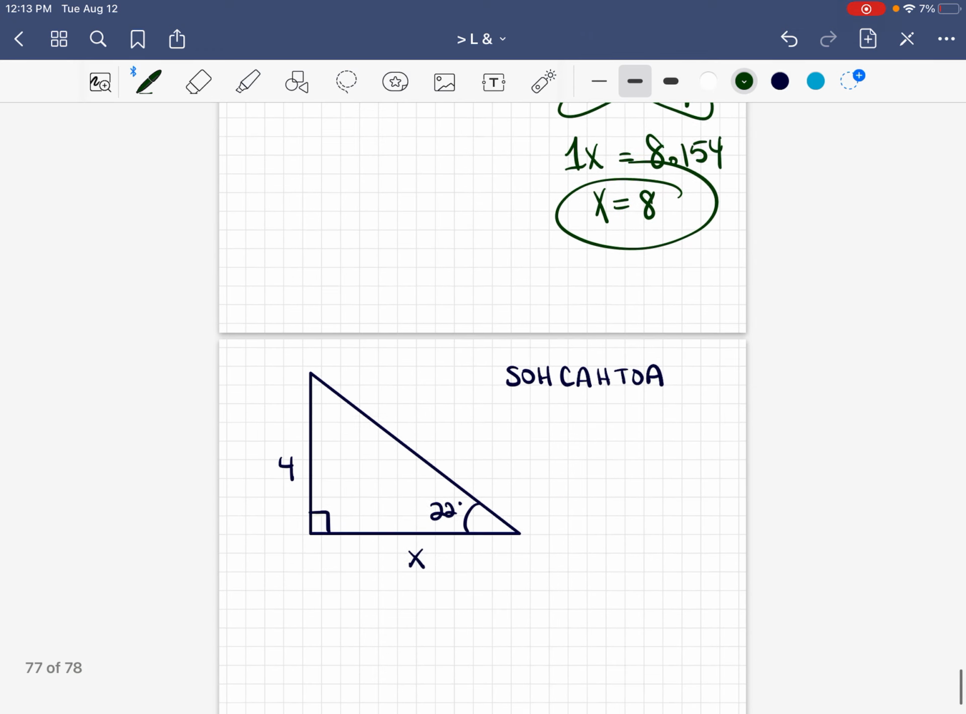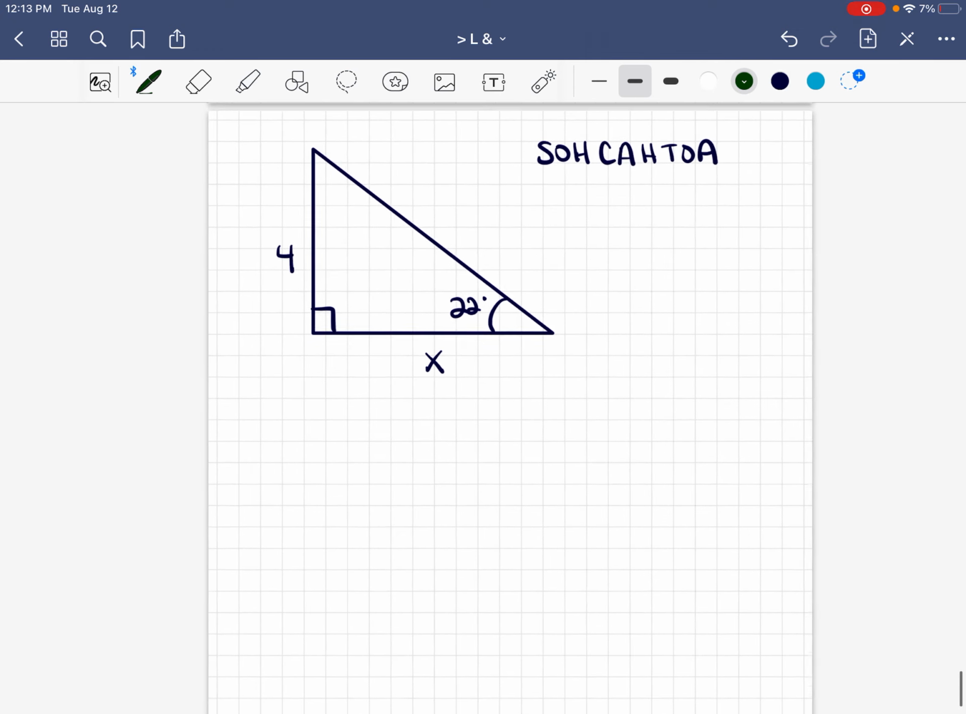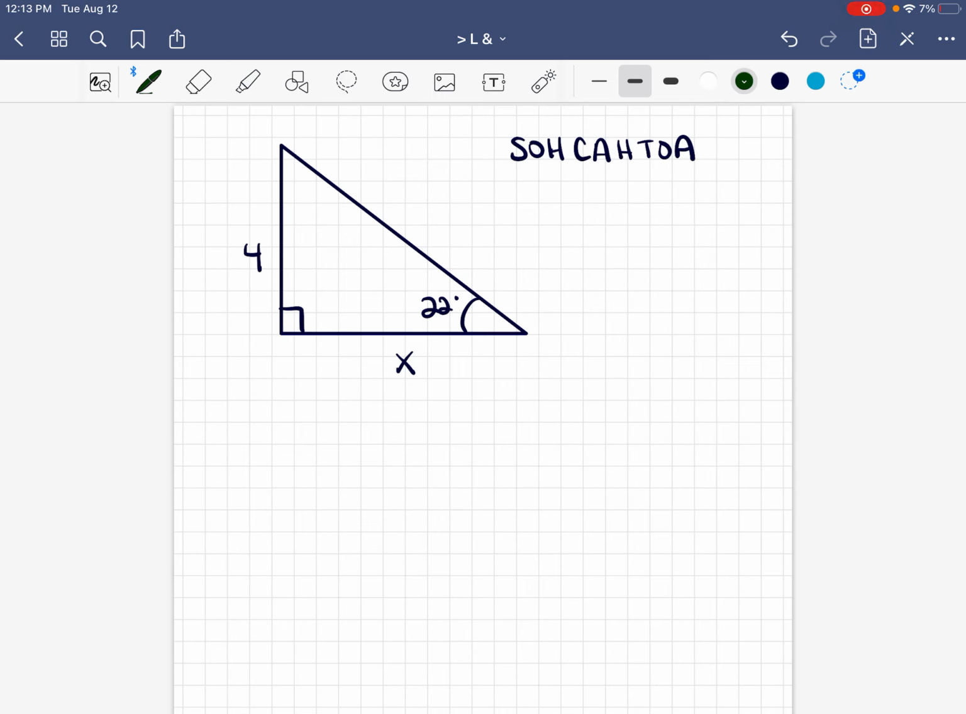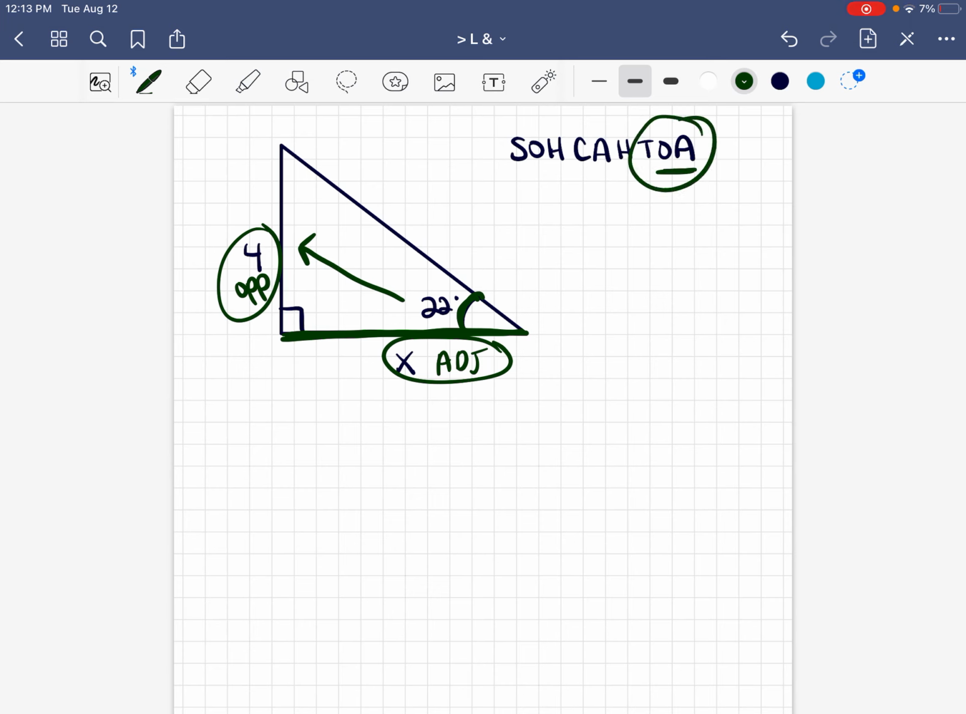Okay, and let's go ahead and use this one more time, but this time hopefully we'll be able to use tangent. So again, the first step is to identify the sides that we have. So this is the angle that we have. So the 4 is the opposite. And then this side, because it's part of the angle, is the adjacent. So we're looking at the adjacent side and the opposite side. So with opposite and adjacent, we use tangent.